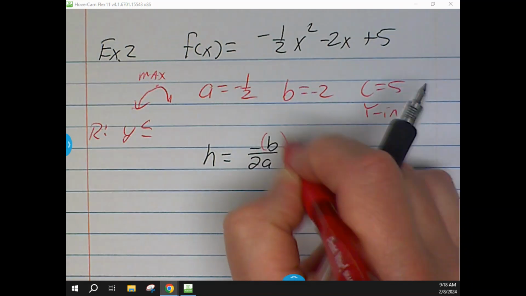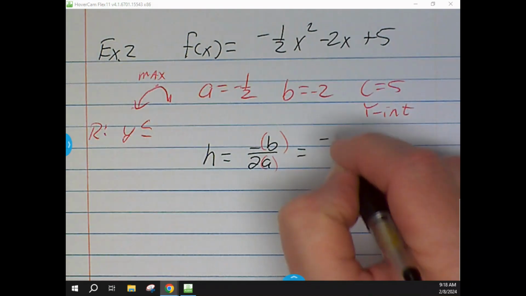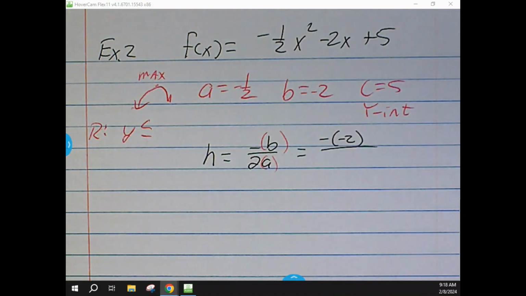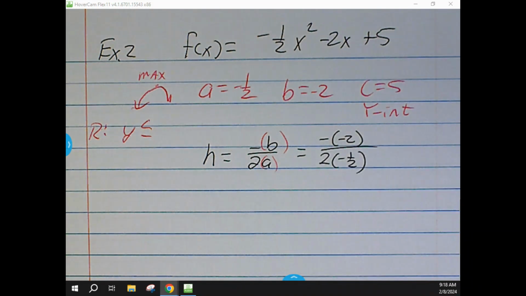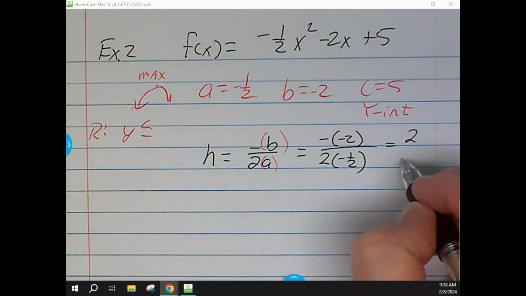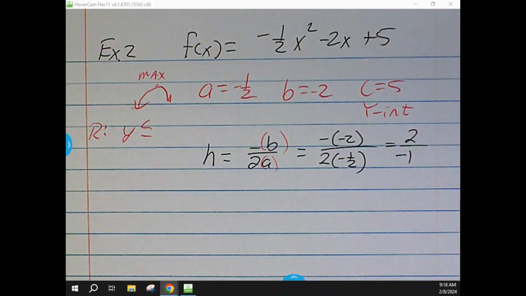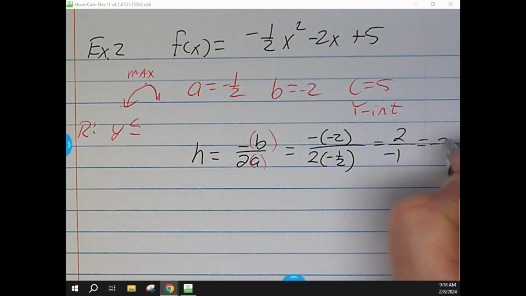Okay, so again, the h value is -b over 2a. So that is negative minus -2 over 2 times -1/2. Okay, top part, minus negative makes that a positive 2. Half of 2 is 1. And a positive times negative on the bottom makes that a -1. So that's 2 over -1. So that means the first part of our vertex is at -2.